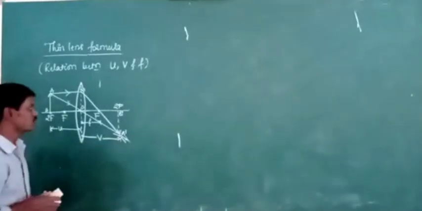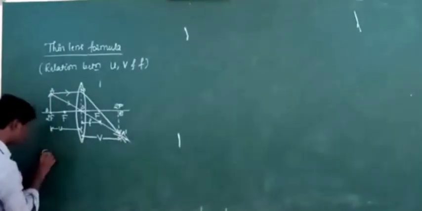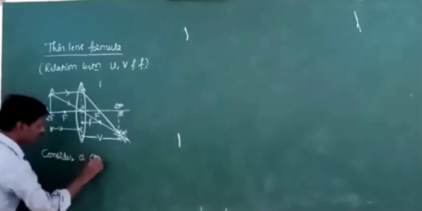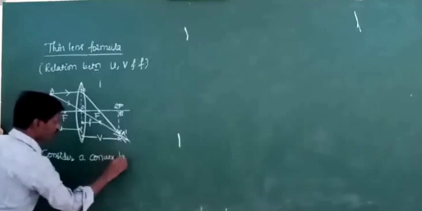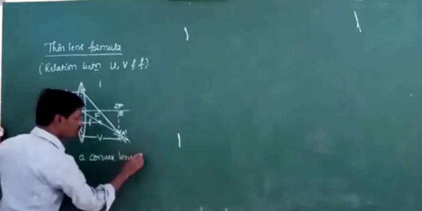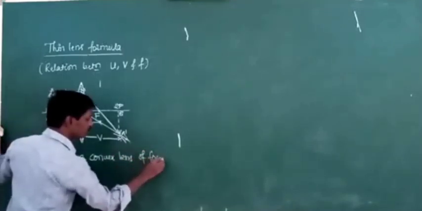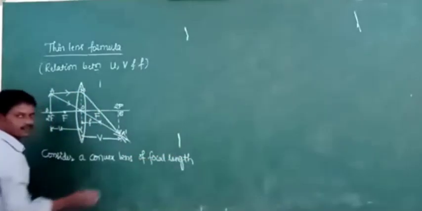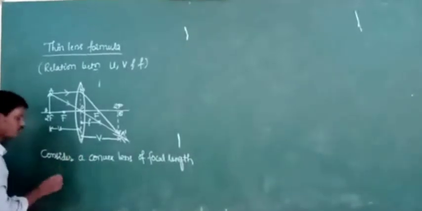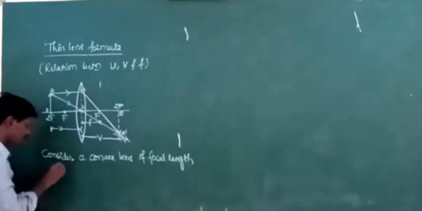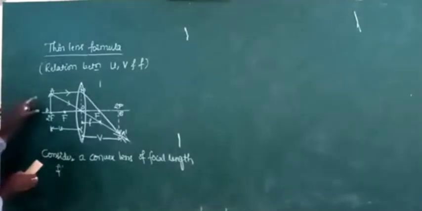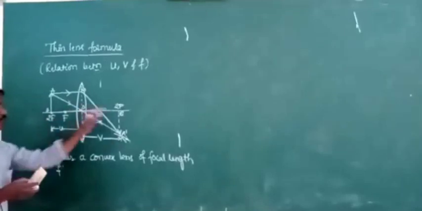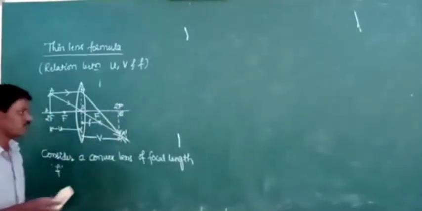How to derive it? Consider a convex lens of focal length f. For the given lens, the focal length is constant. So where is the object now? The object is at 2F. Its image will be formed at 2F only, but on the other side of the lens.